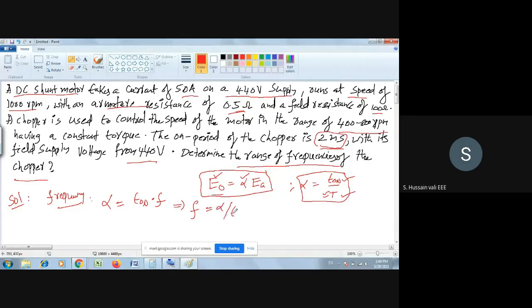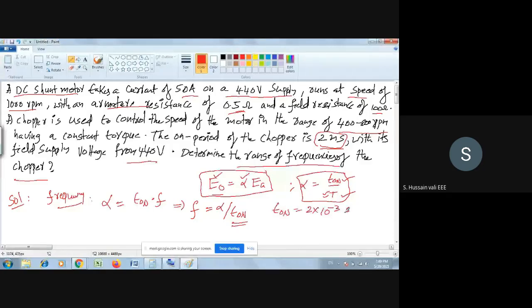Now, what are the things that you don't know here? So he has given 2 milliseconds. So it means T on is a known value. How much is T on? I will write here 2 milliseconds, that is 2 into 10 power minus 3 seconds.